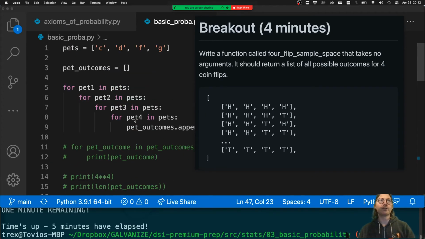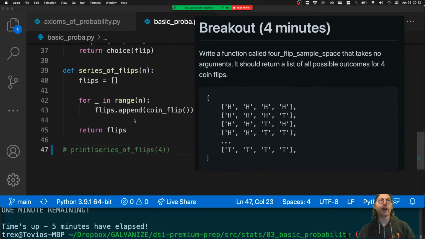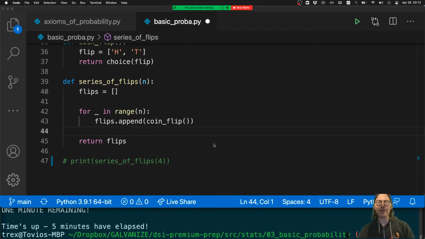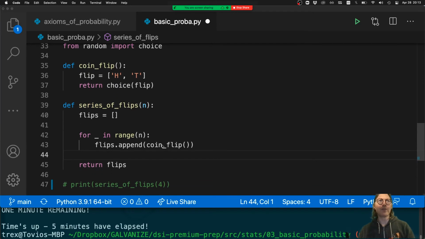Oh my gosh, are we really going to do that? I think I may have already coded something to that effect. You know what? Let me see where this is going. No, let's do this in a moment. Sorry. Let's consider this series of flips function, and let me talk about this for just a second more.